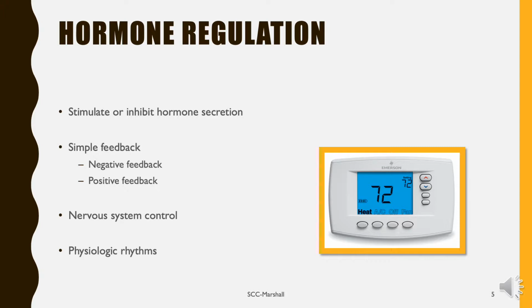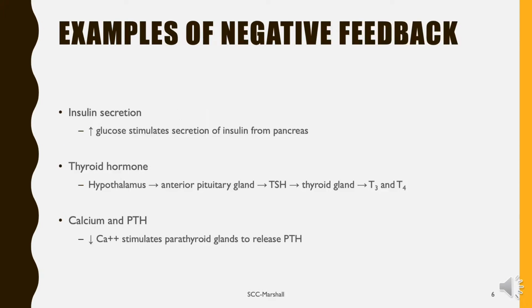There is also positive feedback that happens in our body, but only a few functions in our body work on positive feedback, and you're going to get into those more in Block 3. Here are a few examples of negative feedback in the body. The first one, insulin secretion.